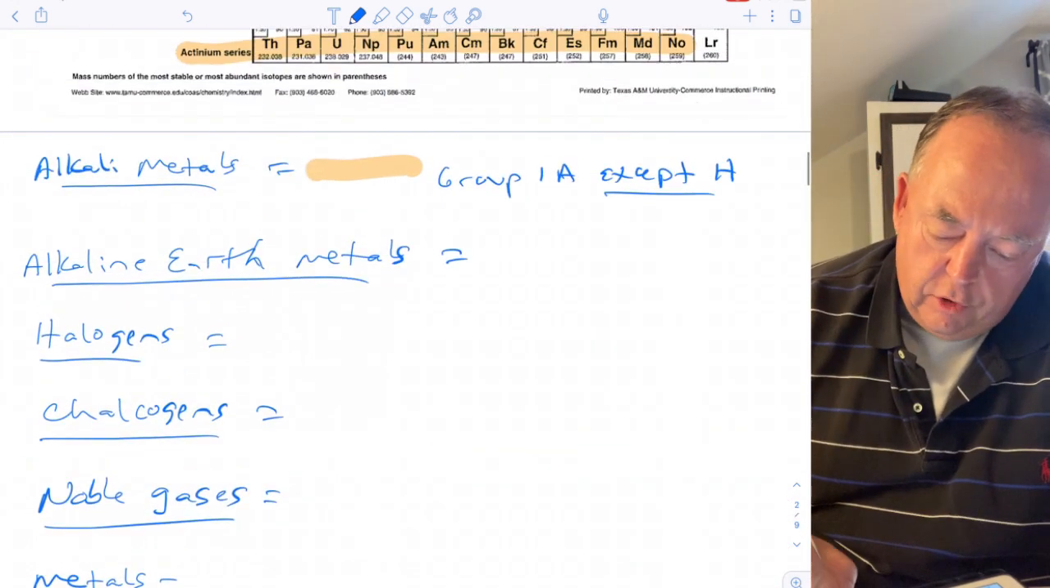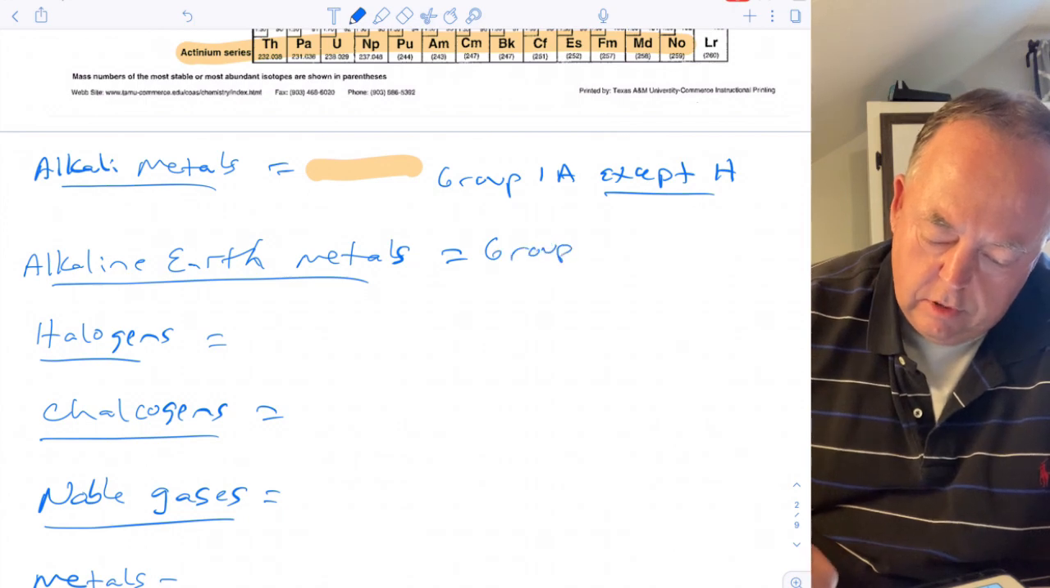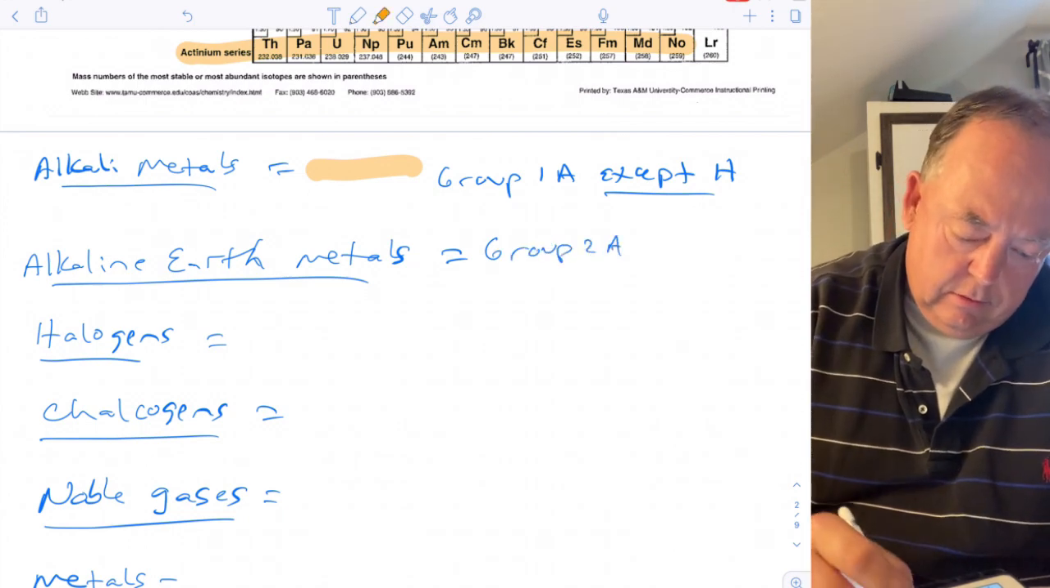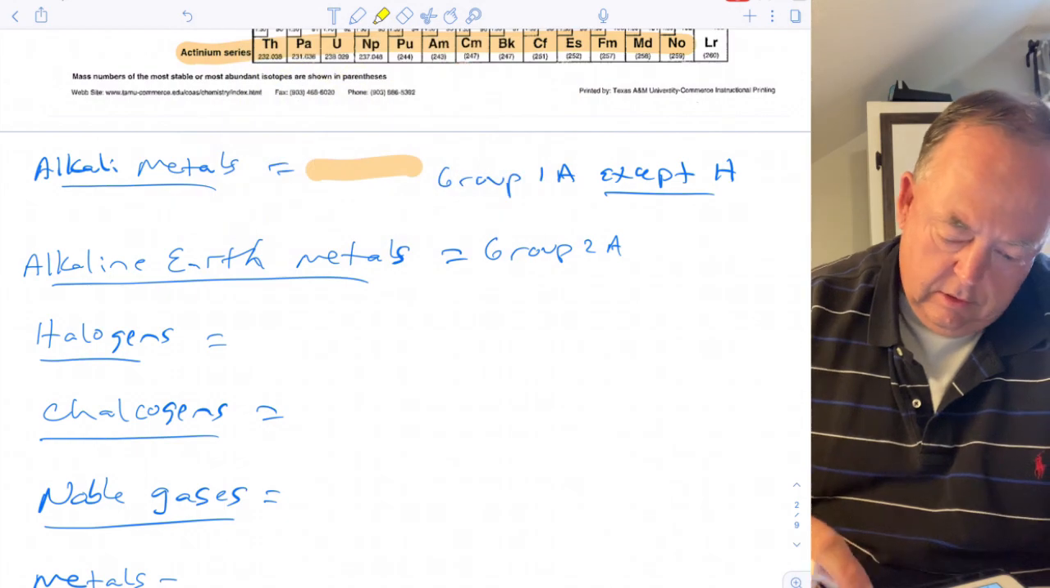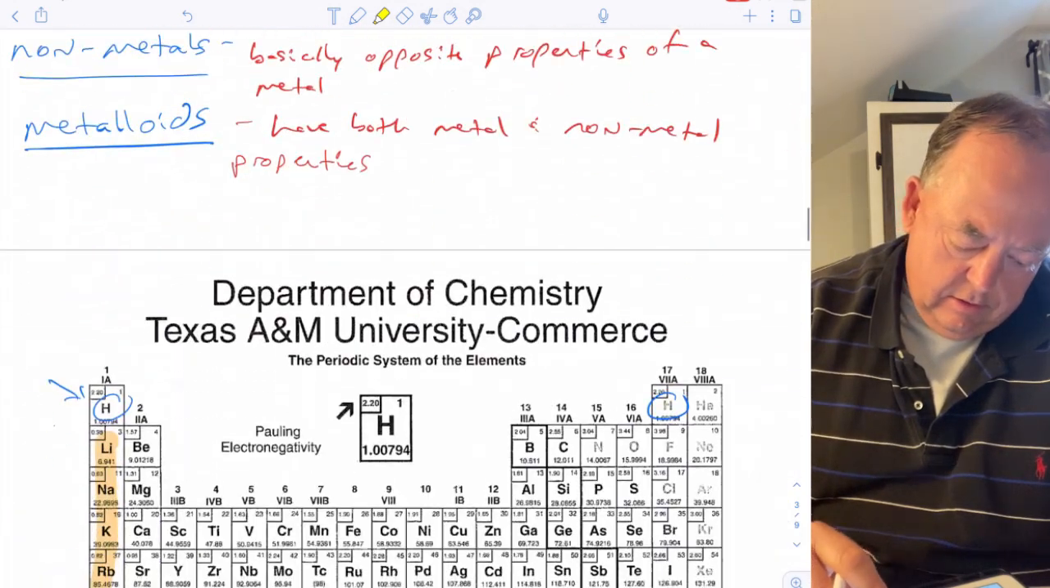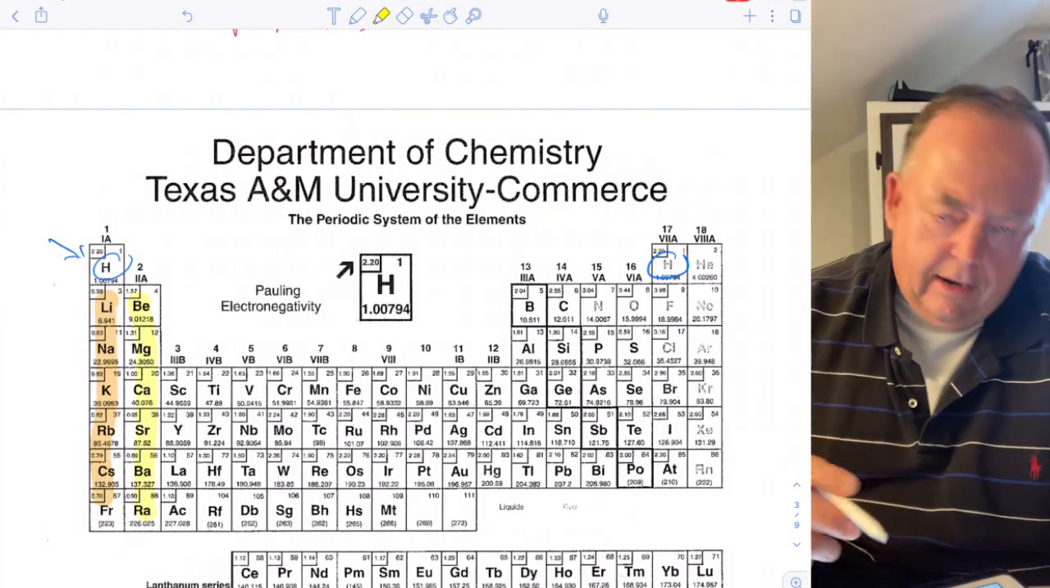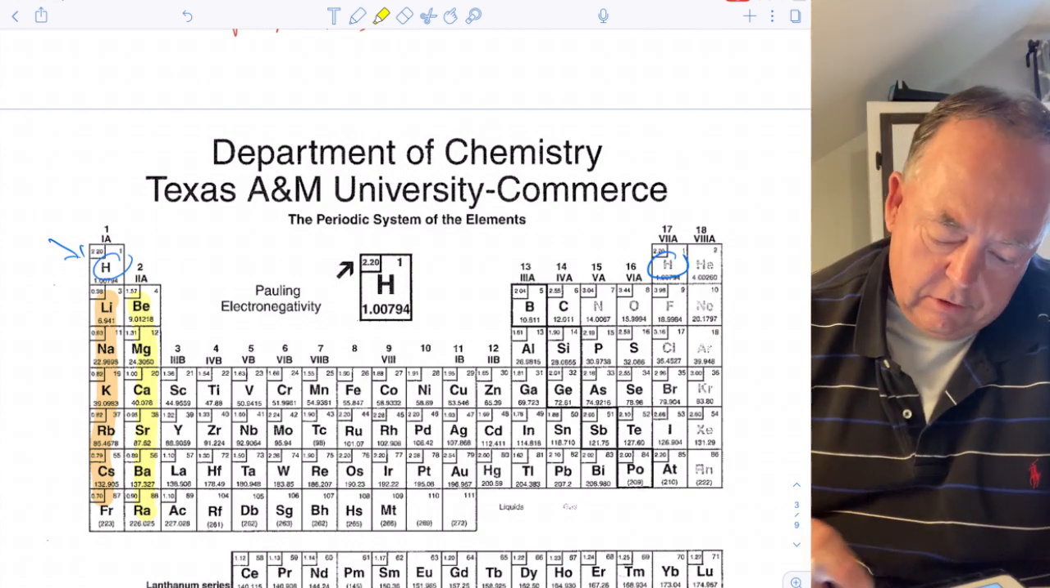So the alkaline earth metals, or the group 2A elements. So that would be these elements, would be the alkaline earth metals.